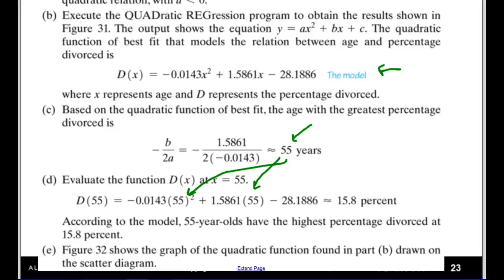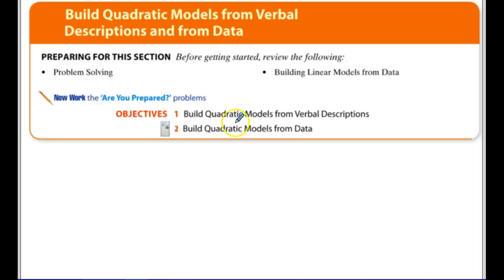Okay, so now we've actually worked through all of the learning targets. So let's just double check. First, we built quadratic models from verbal descriptions, and then we looked at data. And when we look at data, we can't just use the points. We have to use a graphing utility because we need to find the most accurate fit. So now that we've worked on these learning targets, go ahead and work on your homework for this section.